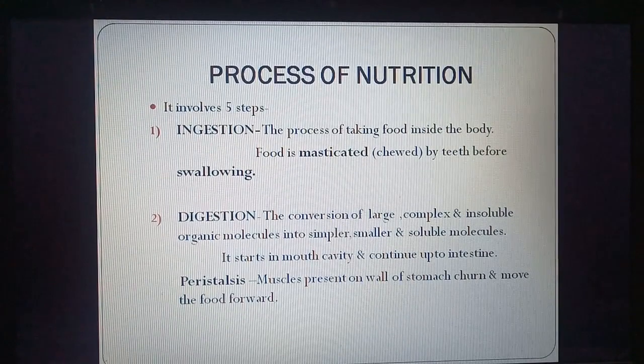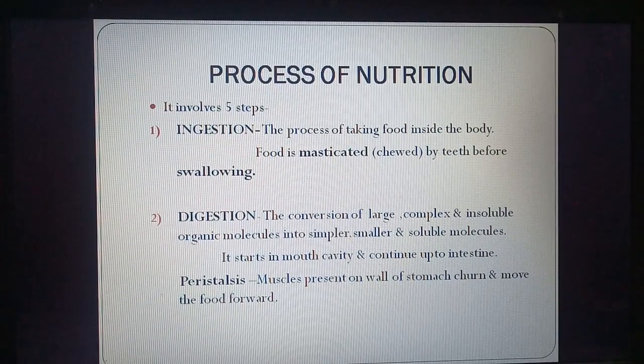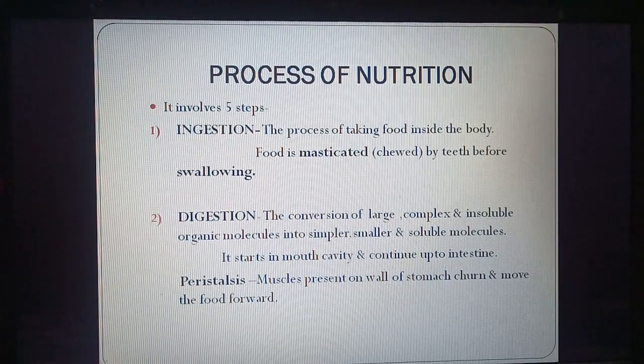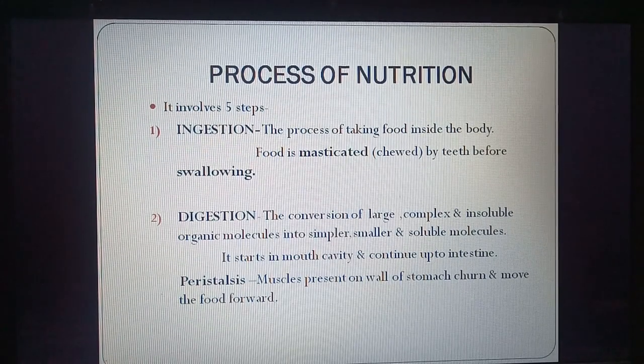The first is ingestion. So what is ingestion? In means taking in. The process of taking food inside the body is called ingestion. The food is first masticated or chewed inside the mouth with the help of teeth before swallowing.